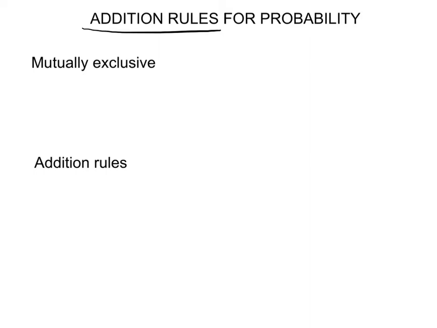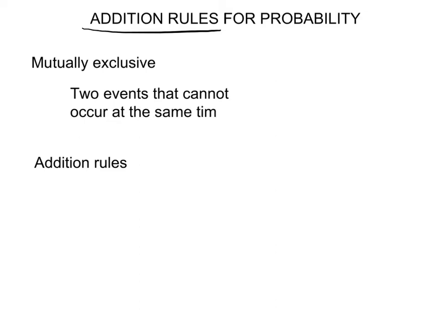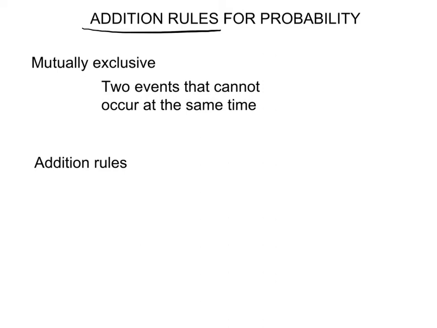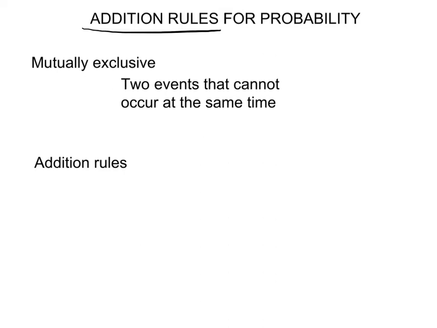Well, let's focus first on the idea of mutually exclusive. And what does mutually exclusive mean? Mutually exclusive is simply this: 2 or more events that cannot occur at the same time. So now we're simply focusing on 2 events that can't occur at the same time. For example, you can't be tall and short. You can't have a temperature that's over 87 degrees and under 53 degrees.